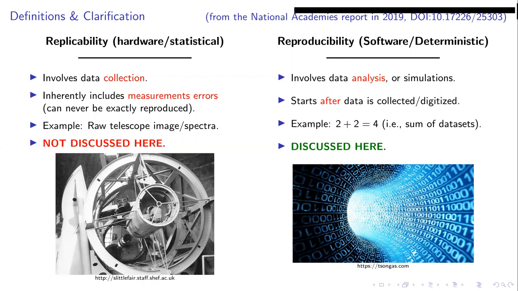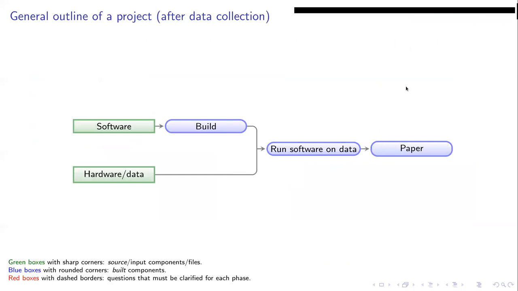So for example, 2 plus 2, if you have 2 apples or 2 galaxies or 2 viruses, they should always equal 4. We all know that, as I mentioned before, things are much more complicated than this. And in practice, there's rarely enough information to make this exactly reproducible. But theoretically, and as we'll show here, practically, it is possible to make your work exactly reproducible from the moment the data are in the computer.